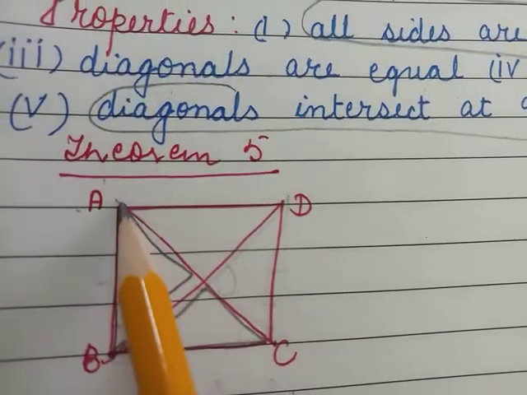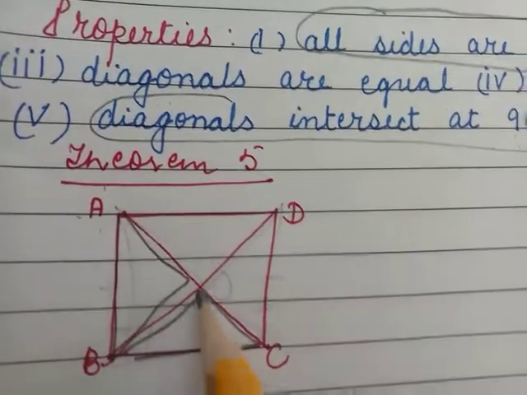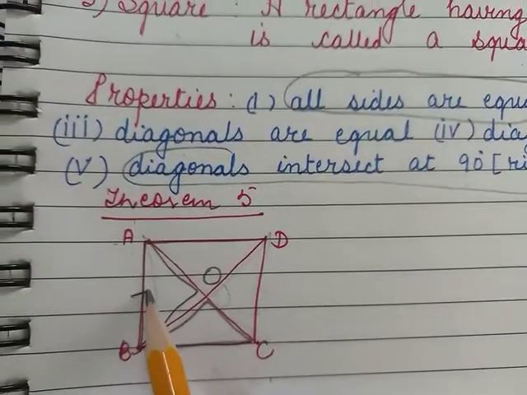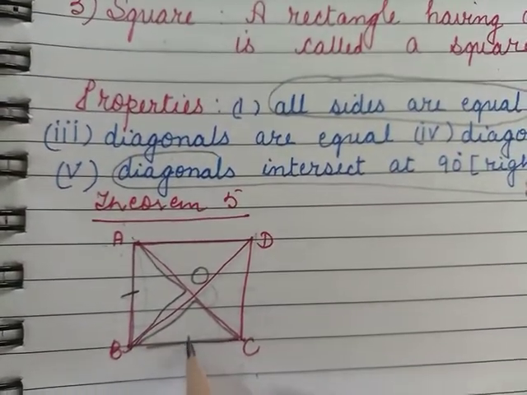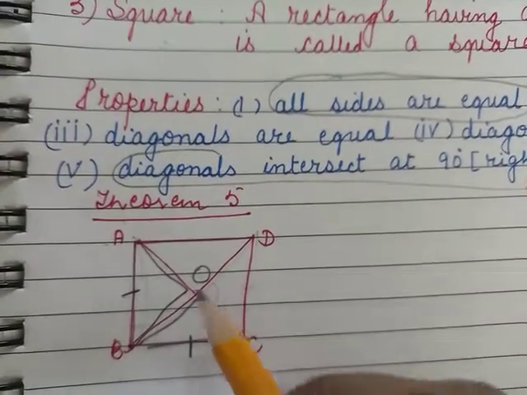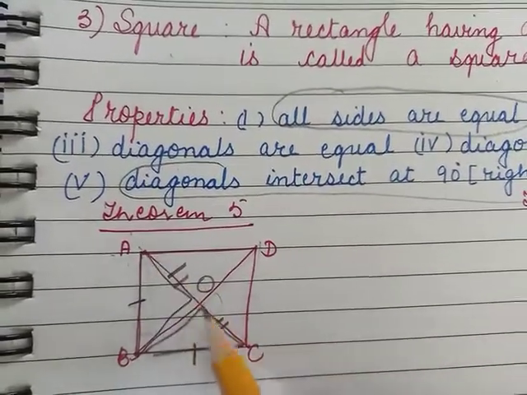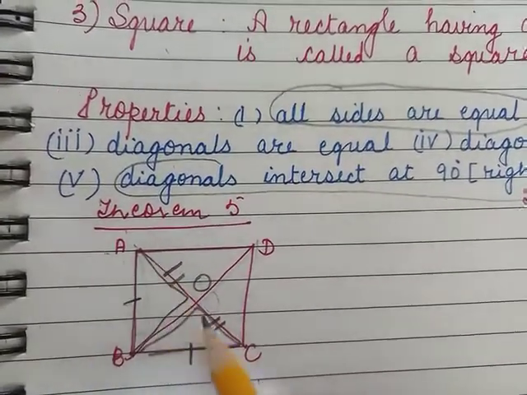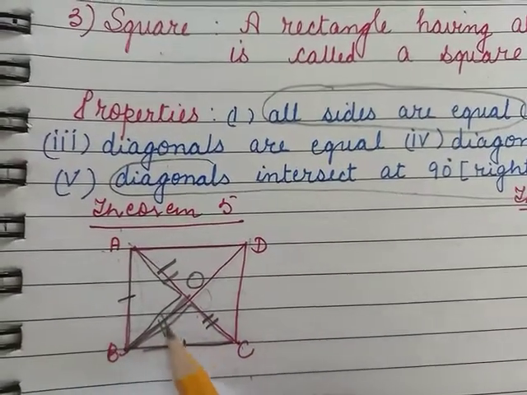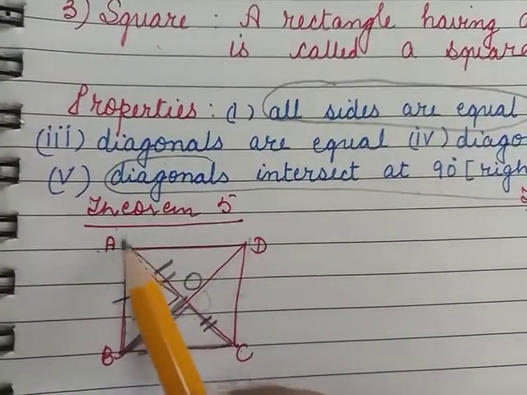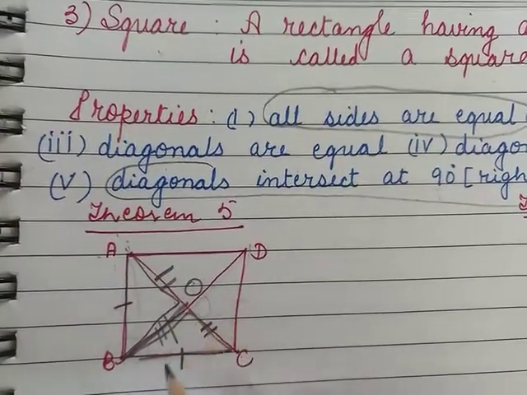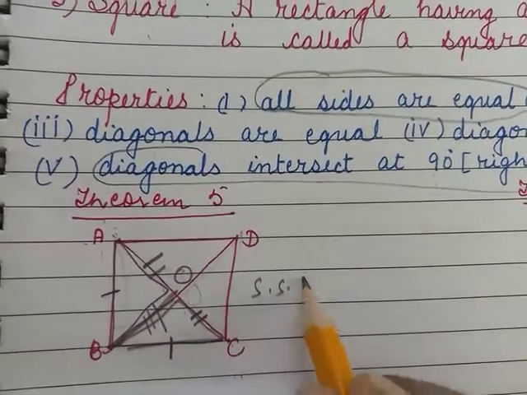We consider triangle AOB and BOC. We know AB is equal to BC as the sides are equal. OC is equal to OA. The diagonals bisect each other, therefore these two are equal. And this side BO is common with both the triangles. Therefore the triangles ABO and OBC are congruent under the condition of triple S.